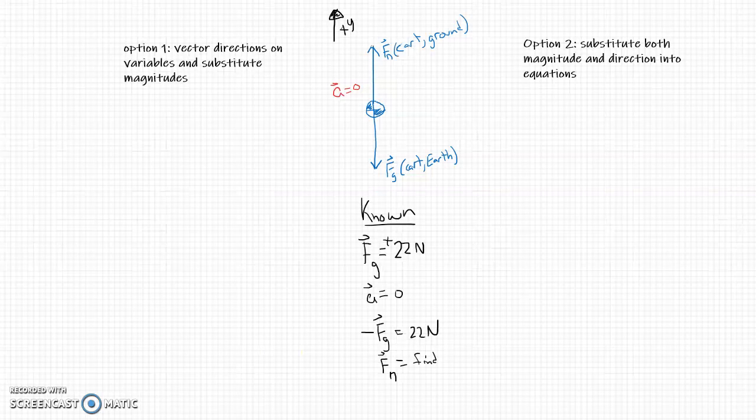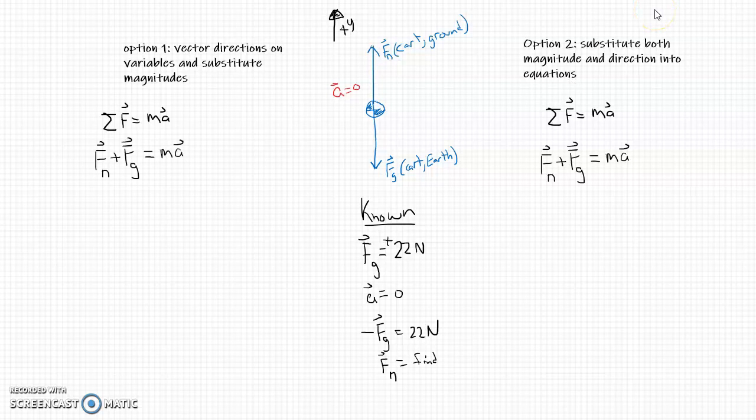Okay, so when it comes to writing a net force equation, there are two options that I'm going to show you. Option one is where we can take the vector directions and put them on the variables, and you're going to substitute only in magnitudes when you do the actual substitution of numbers. Option two, on the other hand, is you're going to substitute both magnitude and direction into the equations. And so I'll take you through what each of these looks like.